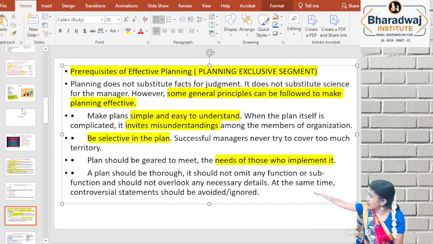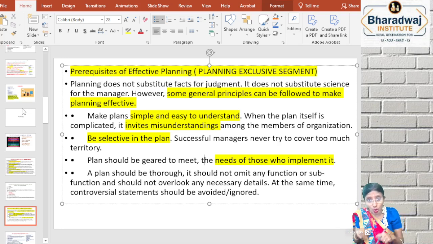This is a difficult thing. We won't think of that. Plan should be geared to meet the needs of those who implement it. I need it, that's why the plan is for me, right? Which means plan is a guidance. That's the meaning of it. And a plan should be thorough. Means there should not be any omission.